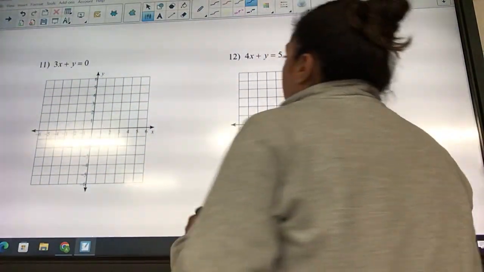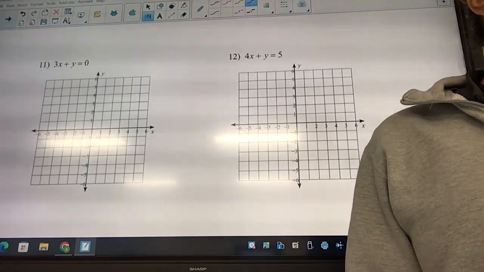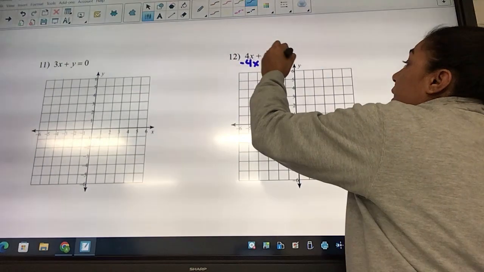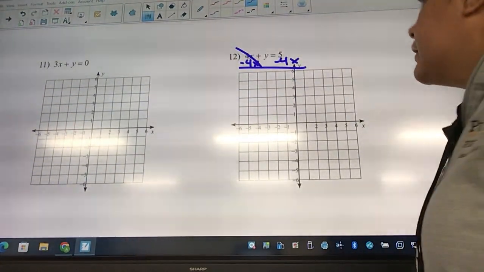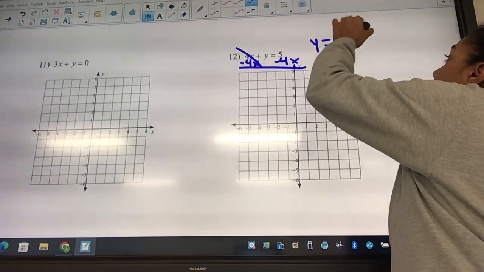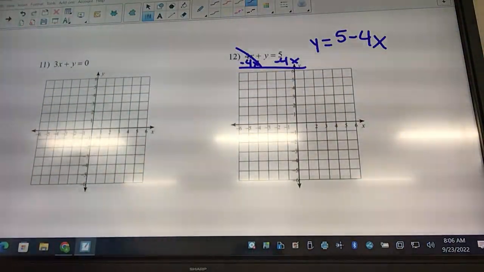Okay, so we're going to add or subtract the x's. So in this case, are we going to add or subtract? Subtract. So we're going to say minus 4x minus 4x. Okay, so I got y equals 5 minus 4x. Is there a number next to the y? No, so we don't need to divide.